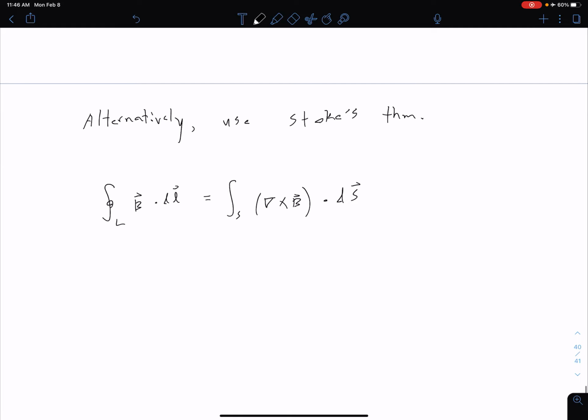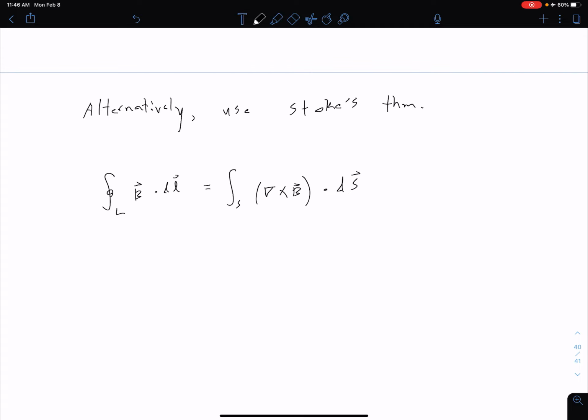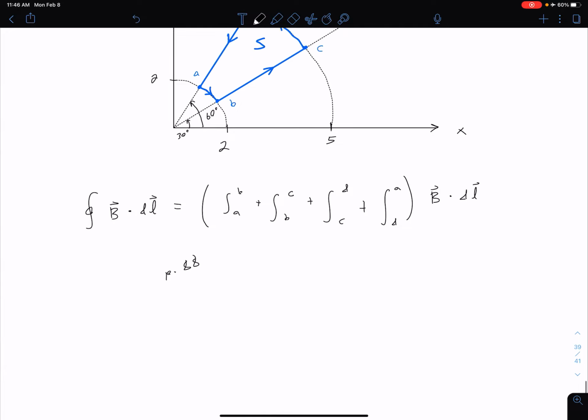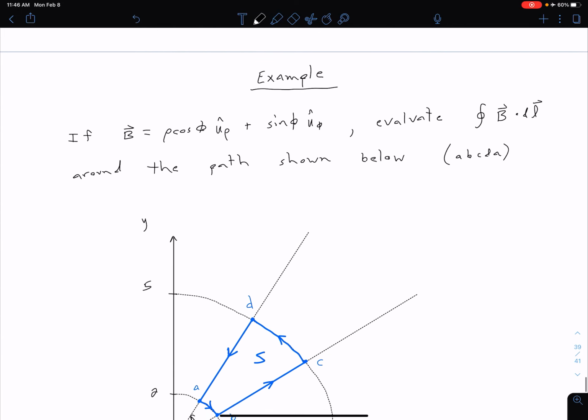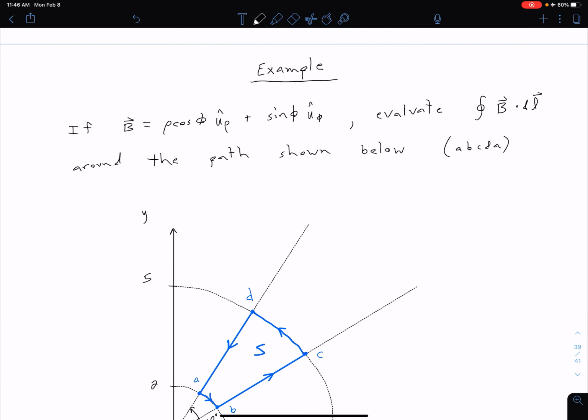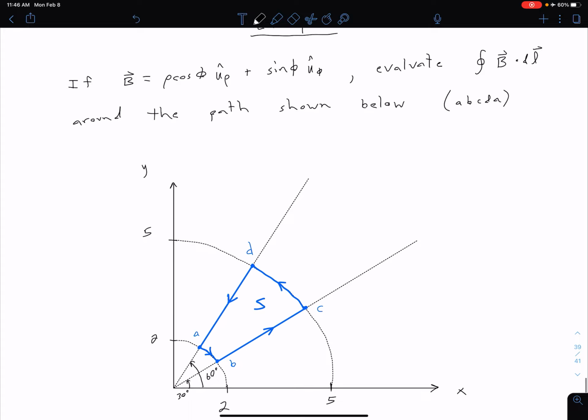We need to figure out what is the curl of our vector field B, and we need to figure out our dS vector. So let's start with the curl of B. Curl of B is what we're looking for. We notice that our vector field B is given in cylindrical coordinates. So we have a rho component and a phi component, and we have no z component in this case.